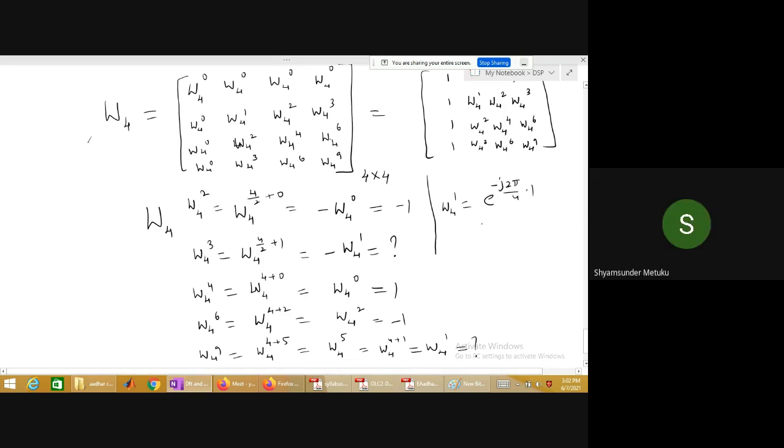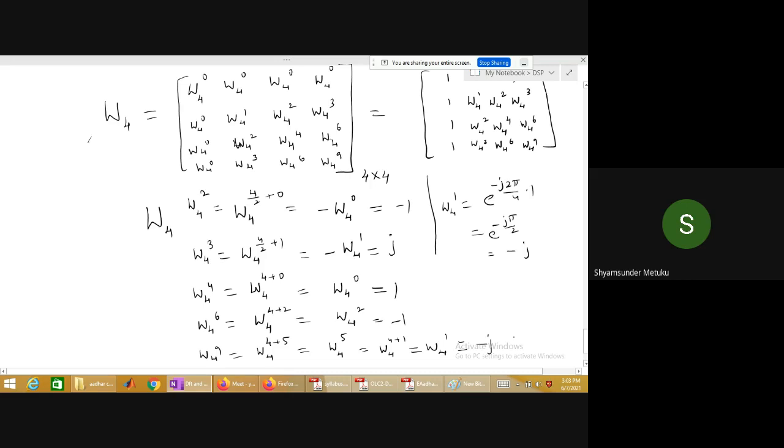So what is that? E power minus j pi by 2. Cos 90 minus j sin 90. Is it not minus j? Yes, sir. Minus j. Cos 90 minus j sin 90, sin 90 is 1. Tell me, is it not minus j? Minus j into minus, what do you get? Plus j. Here it is. Here minus j.